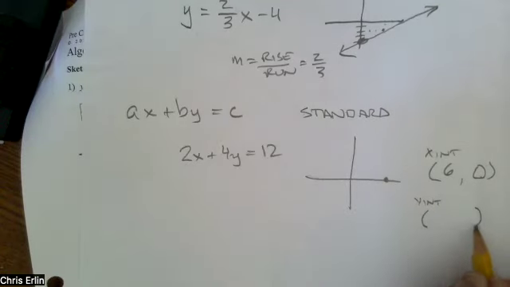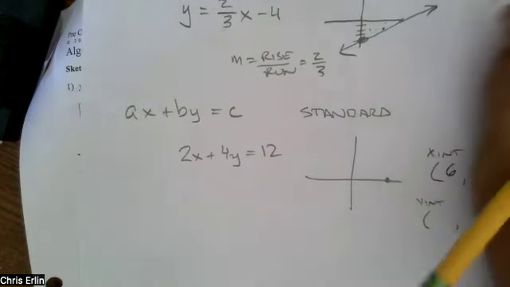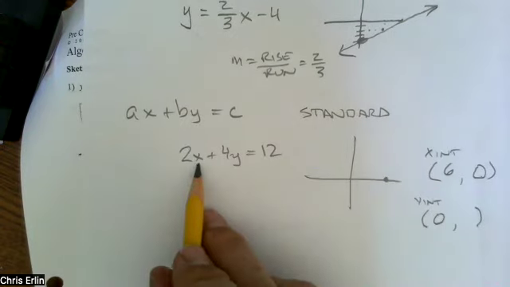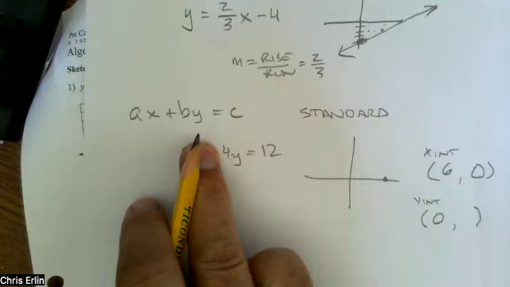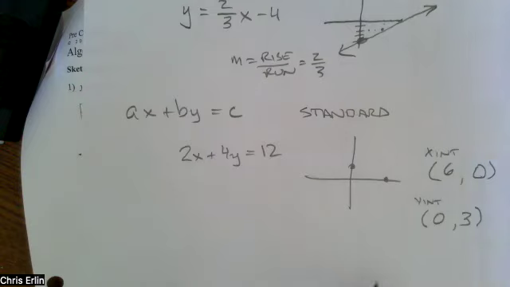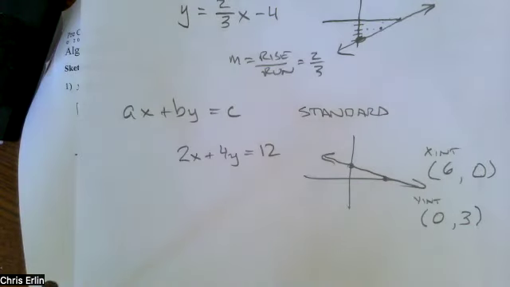Similarly, for the y-intercept, every single y-intercept has what value for x? 0, which means if I plug in 0 for x, that goes away and I'm left with 4y equals 12, which means the y-intercept is, divide by 4, 3. 0, 3. And with those 2 points, my y-intercept, my x-intercept, I could graph this equation.